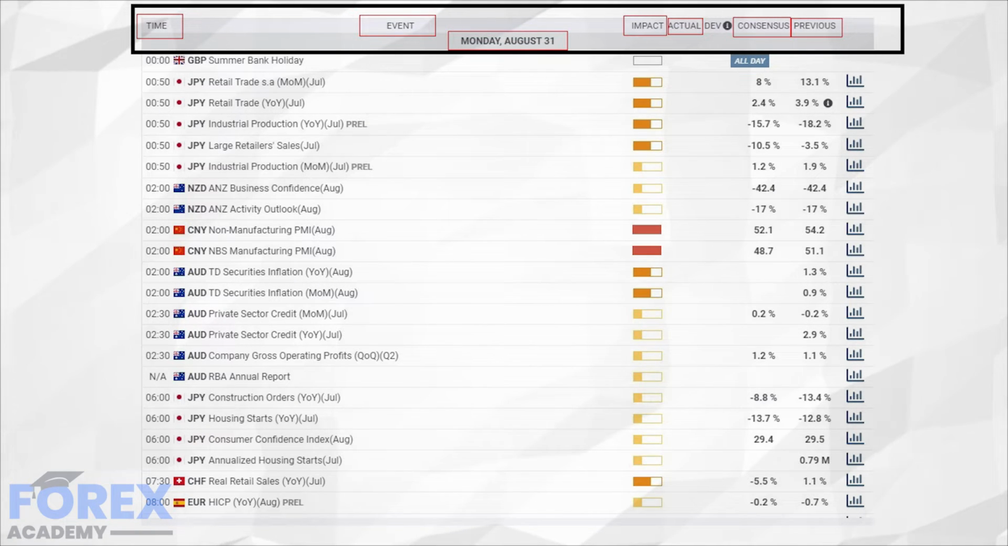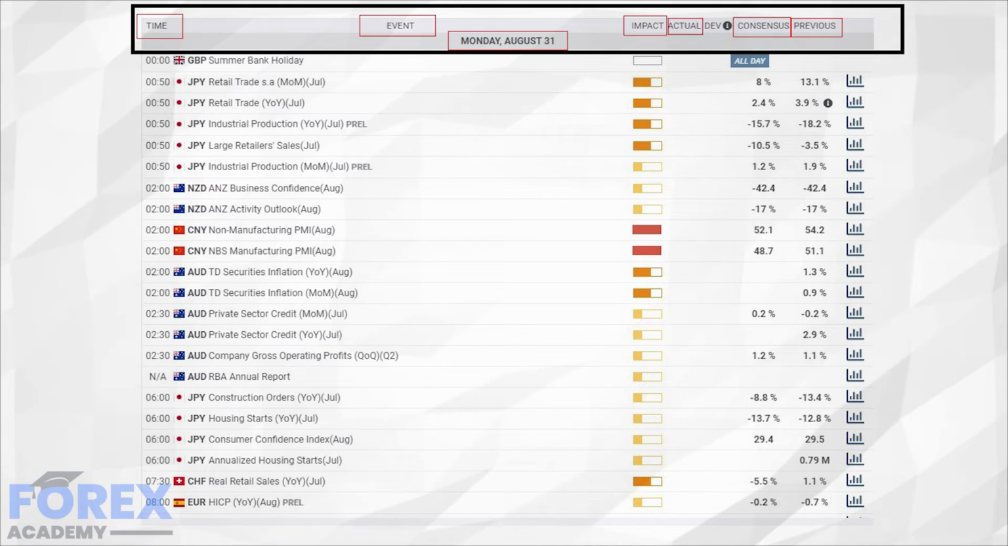Therefore, get into the habit of looking at your economic calendar every day, and also look out for what high-impact data may be released in the following few days ahead, because most institutional traders will take a long-term approach based on the data which may be released at these future times.